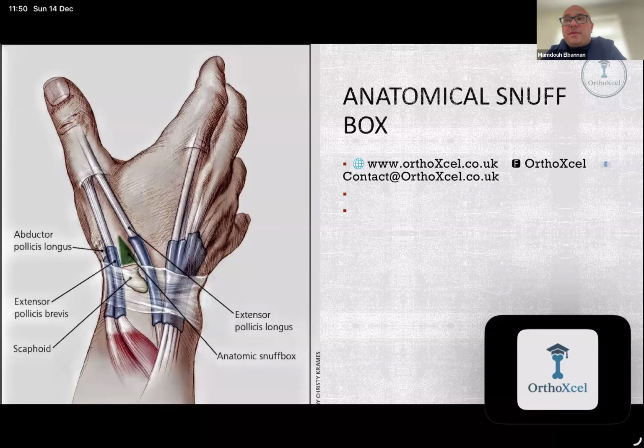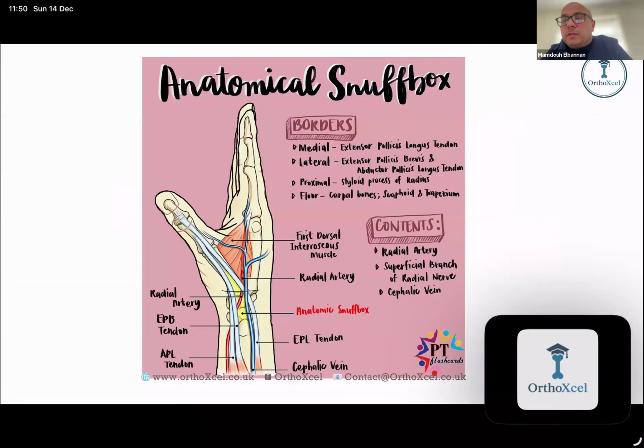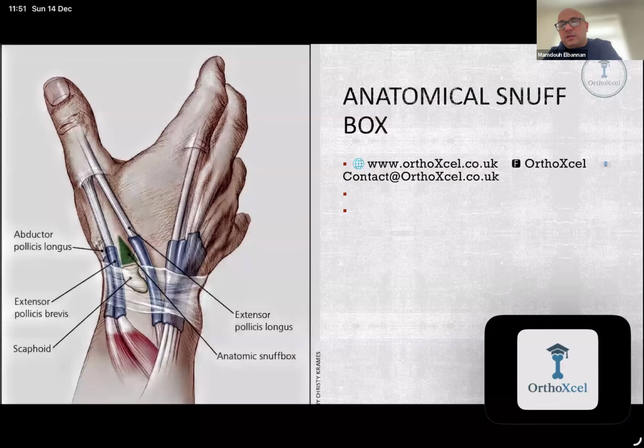What else is significant in the snuff box is its contents, because the superficial branch of the radial nerve is there and the radial artery is in the snuff box. So any cut wound injury will be a high bleeder. Just keep it in your anatomy revision.